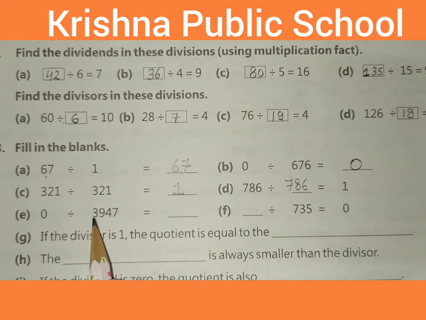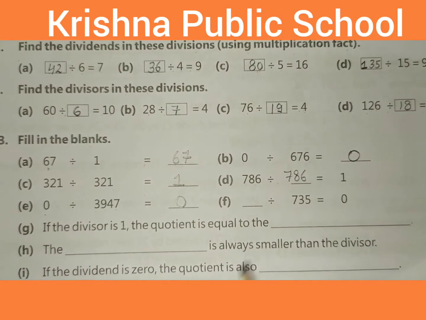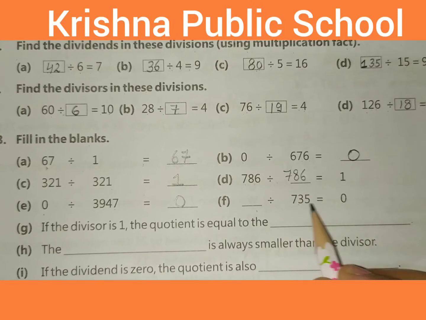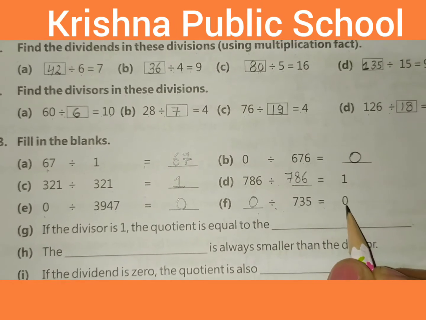0 divided by 3947 equal to 0. Dash divided by 735 equal to 0. 0 divided by 735 equal to 0.